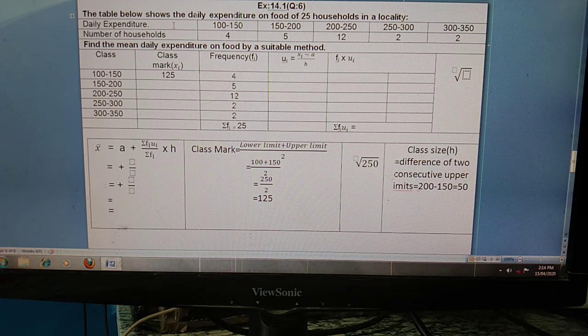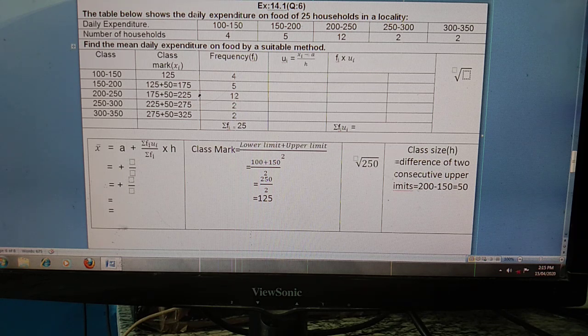So we'll get the class mark of the second class by adding 50 to the previous class mark, which is 125. So 125 plus 50 will be 175. For the class mark of the third class, 175 plus 50, 225. Fourth class, 225 plus 50, 275. Then 275 plus 50, 325.